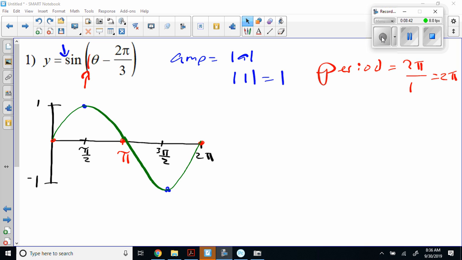Okay. What is our phase shift doing? What's it doing, guys? It's shifting it what? To the what? To the right.